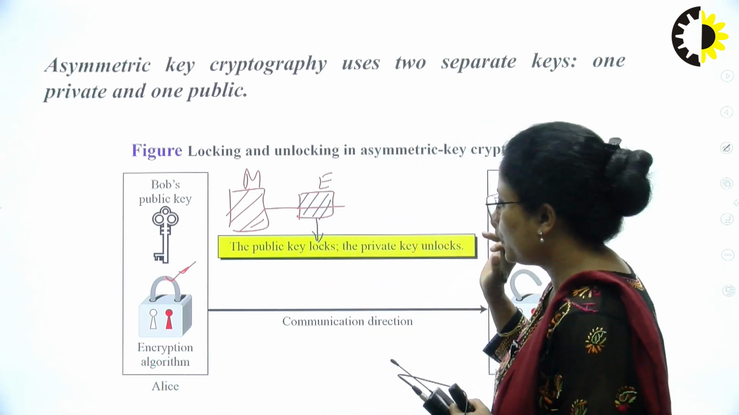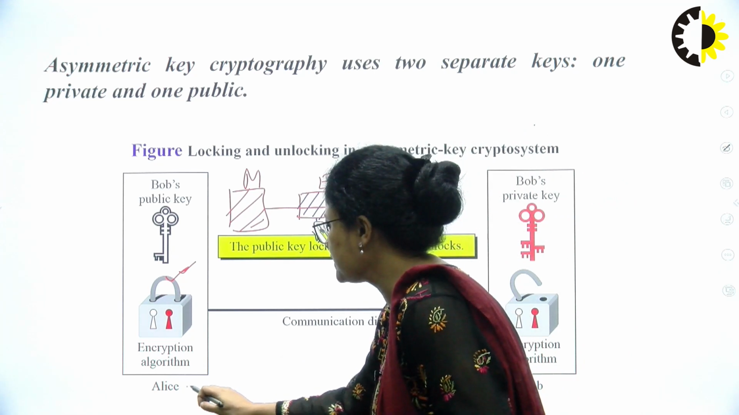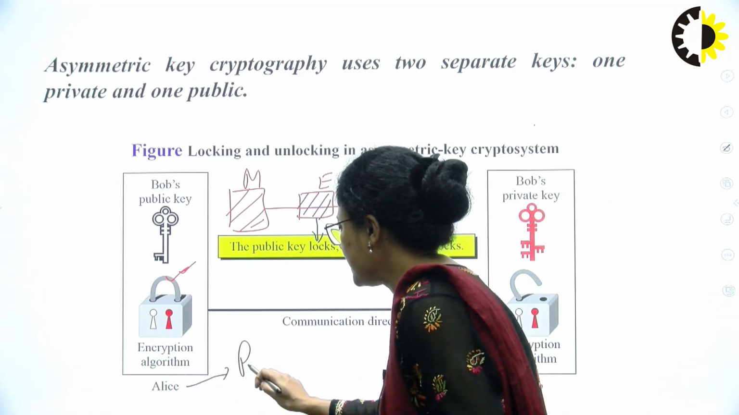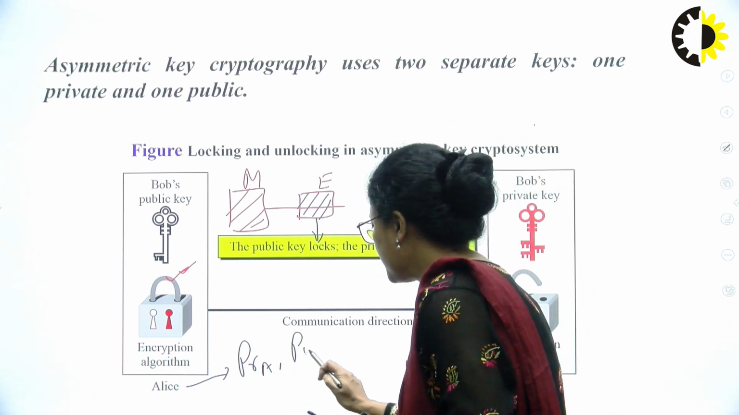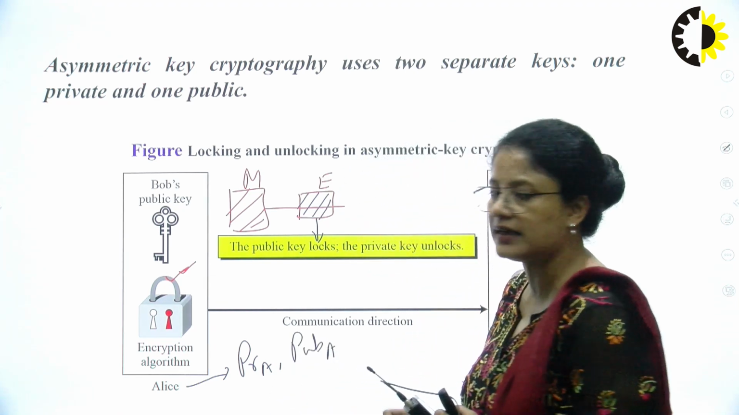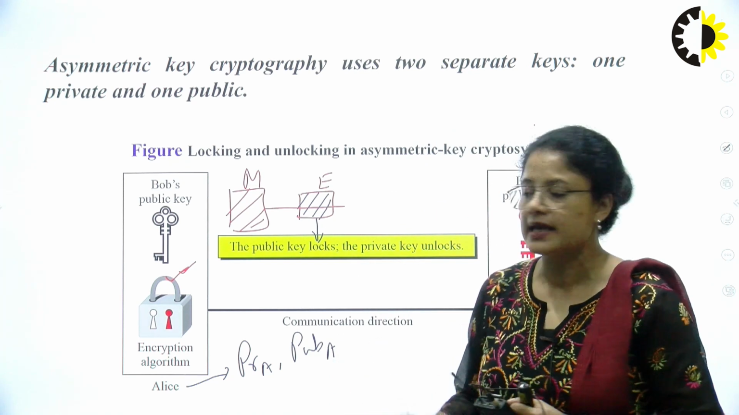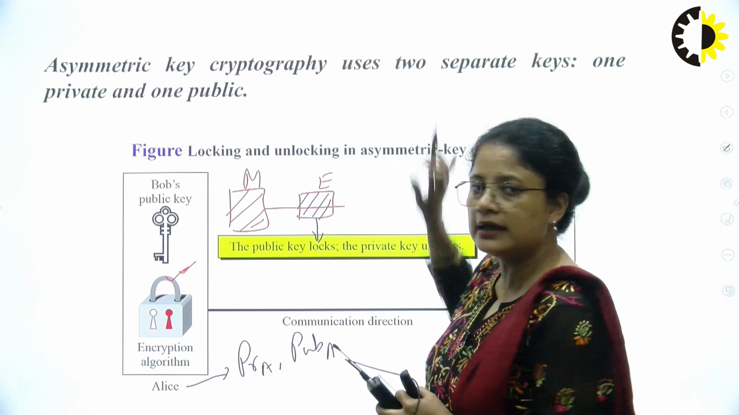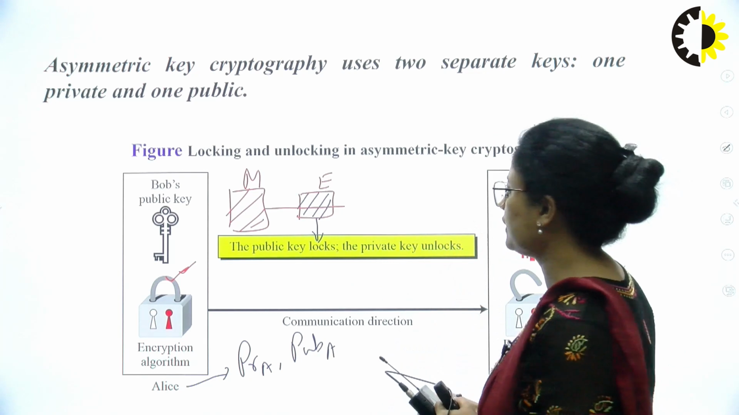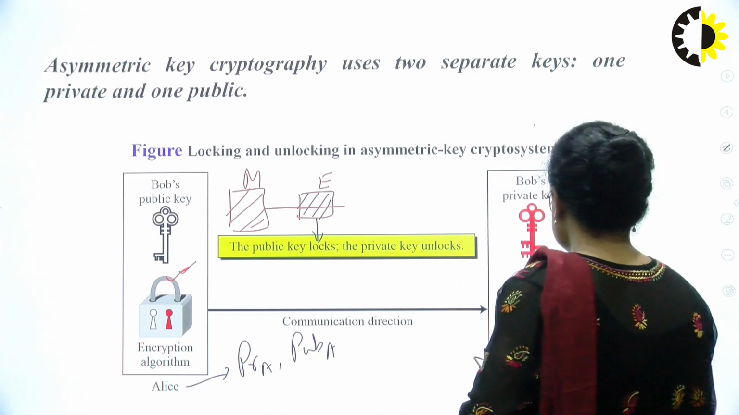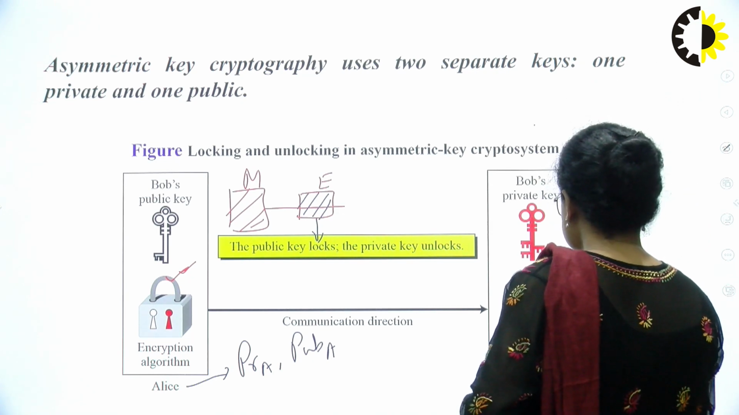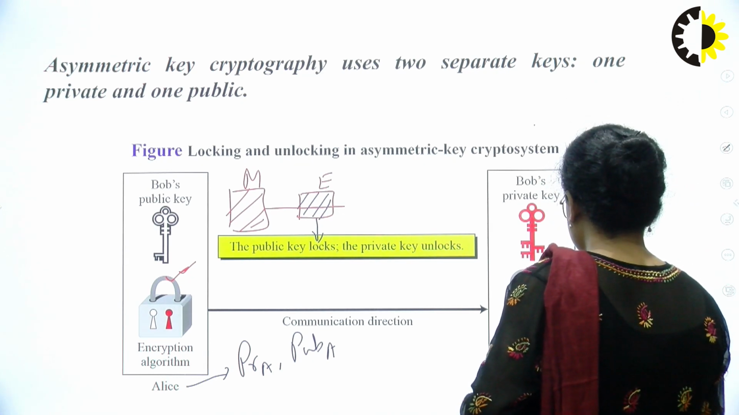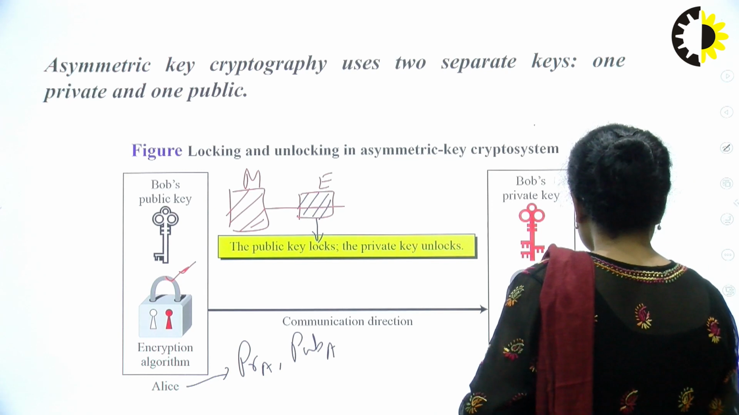Because from Alice's point of view, what are the keys which Alice can access? Alice has her own private key which Alice can read. Alice has her own public key which Alice can read. And what else is accessible to Alice? All other people who are in the network, she can access. Let us take an example, we have talked about Bob. Let us say this is the private key of Bob and this is the public key of Bob.